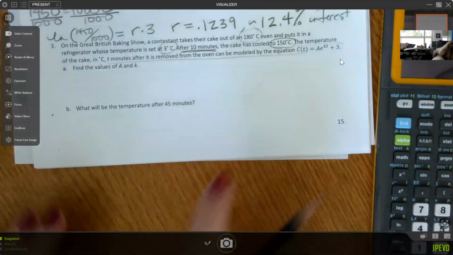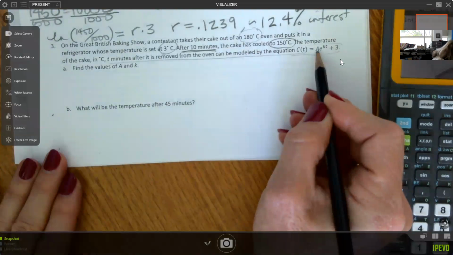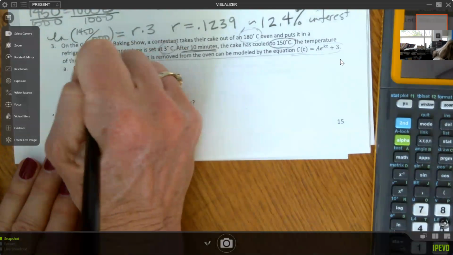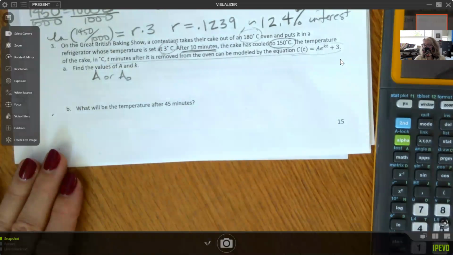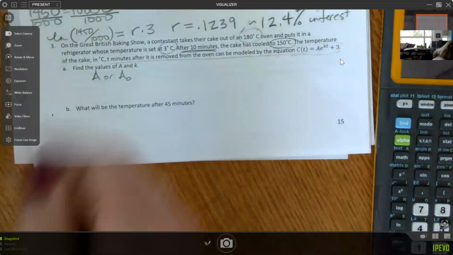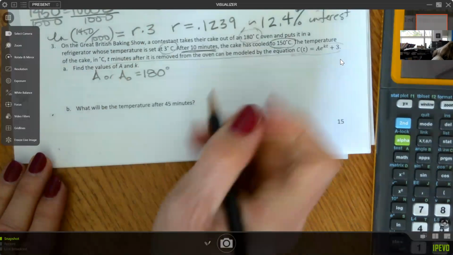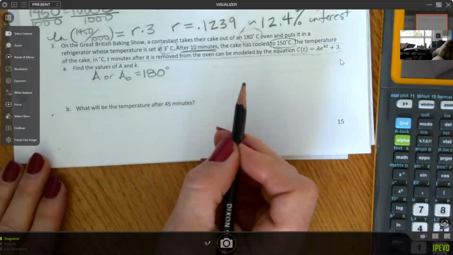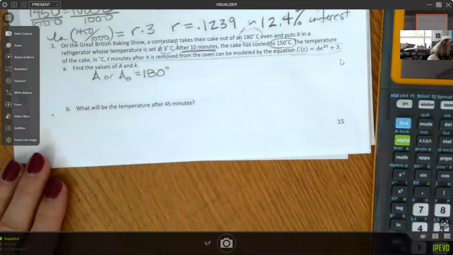Beautiful. The other thing for this A, which is like A sub 0, the initial temperature of the cake when we pull it out of the oven, does it make sense? It's 180 degrees if it's been sitting in the 180-degree oven. Okay, so our A is going to be 180 degrees. I'll be able to find K. That's the only thing I don't know in this equation, right?